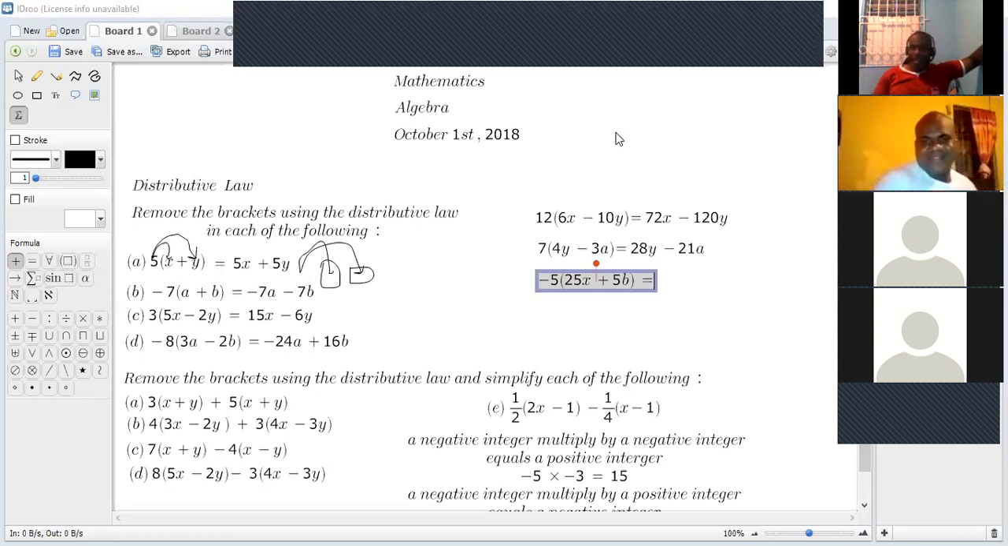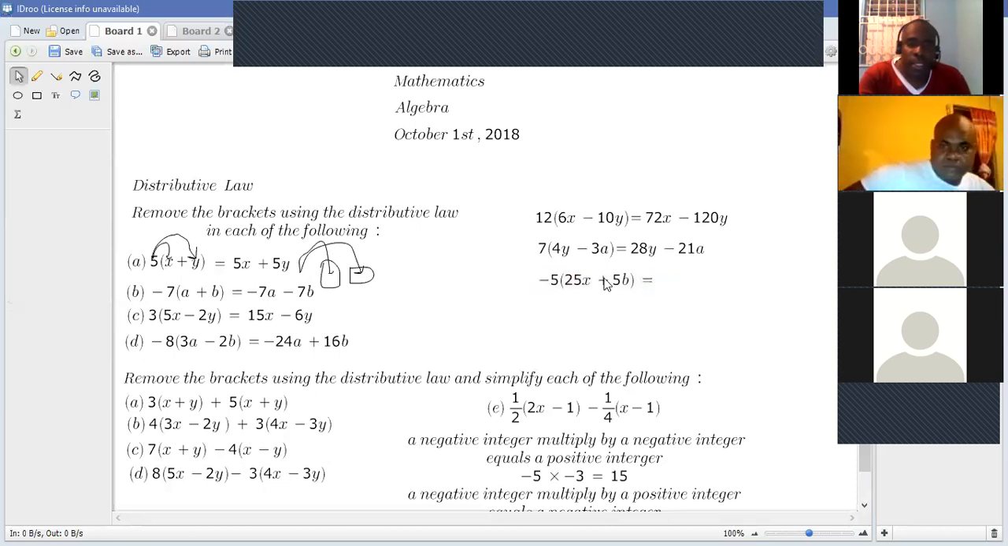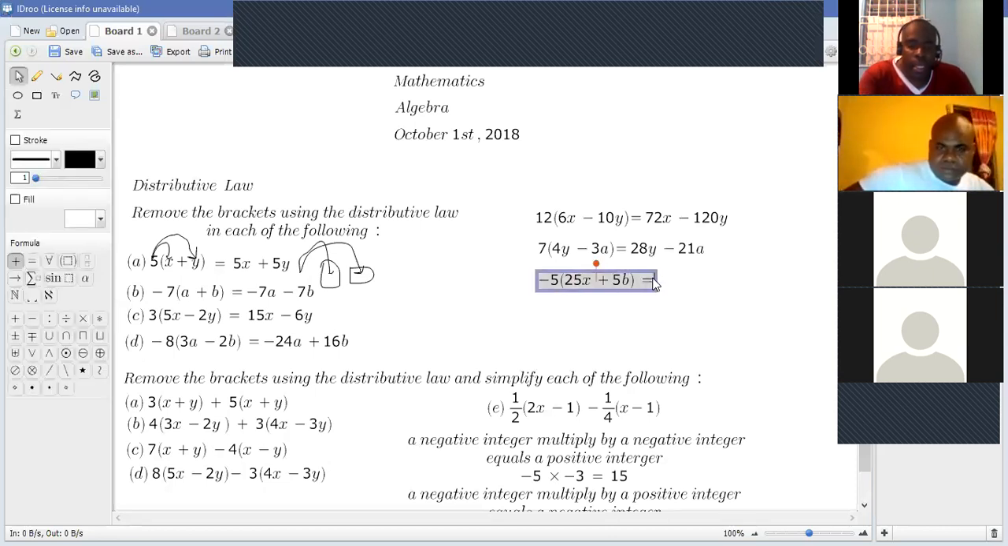All right, sir, I'm going to get negative 125x. Negative, minus 125. Hold on, I put in the answer. Negative 125x, minus 25b. Is she correct? Yes, she's correct. Okay, good.